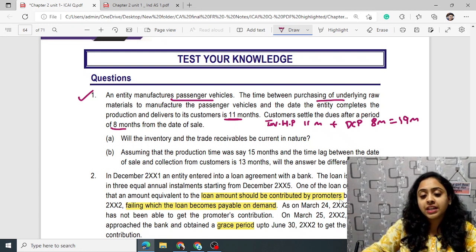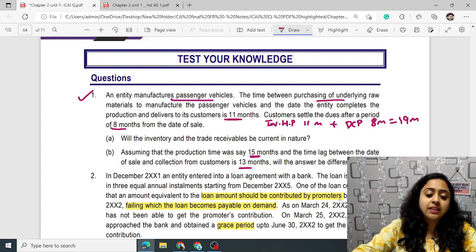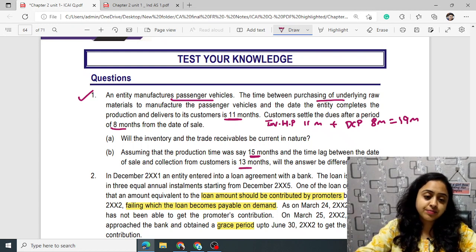Assuming that the production time was, say, 15 months and the time lag between the sale and collection from the customer is 13 months, that means 28 months in total. Then also it will be considered as current. See, answer number 1.